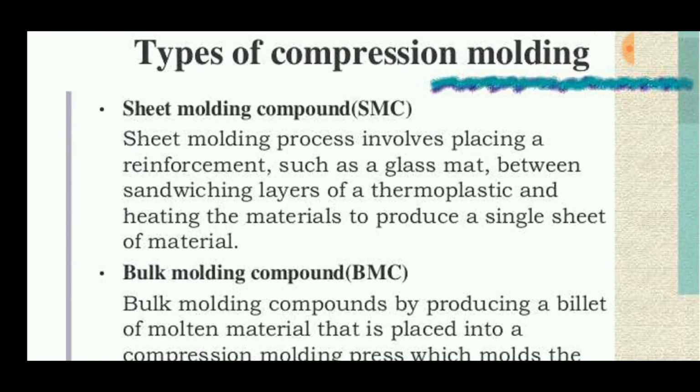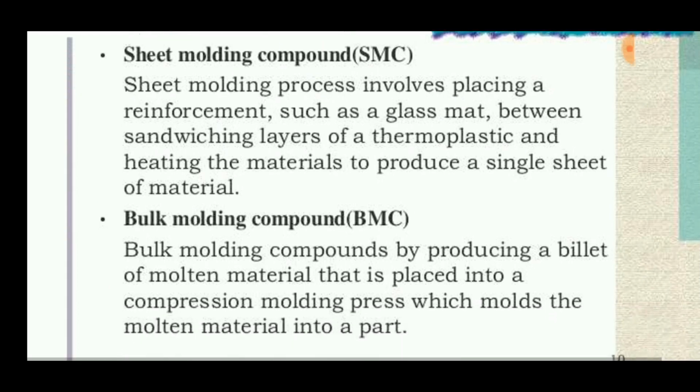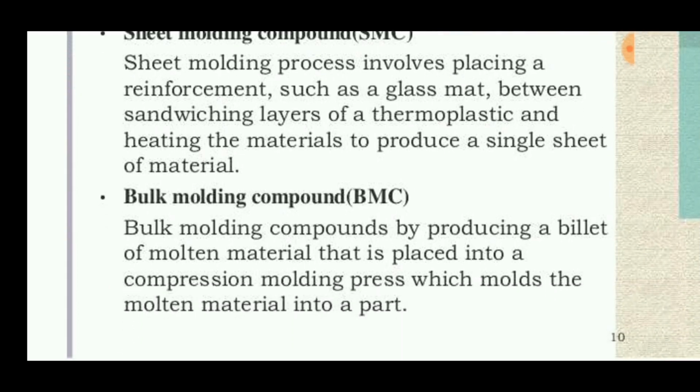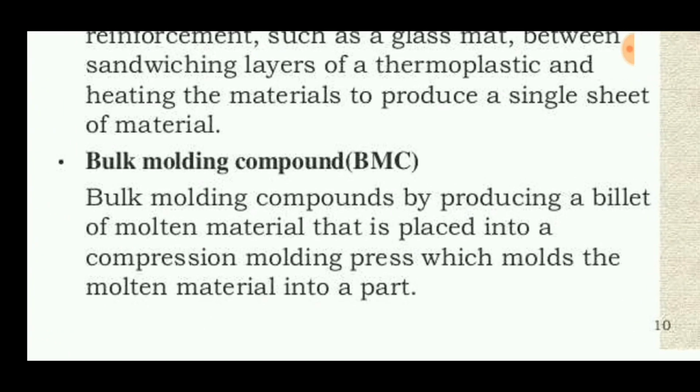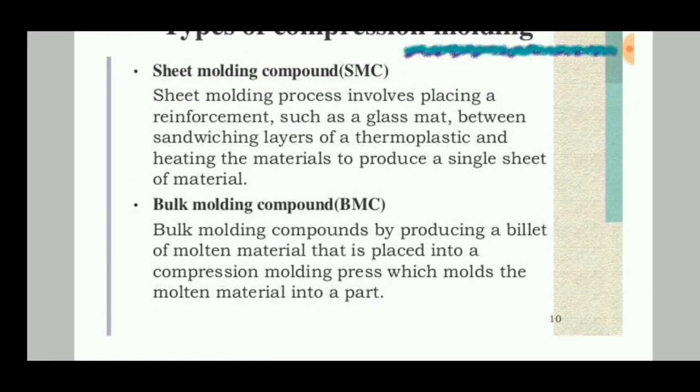It involves placing a reinforcement such as a glass mat between sandwiching layers of thermoplastic and heating the materials to produce a single sheet of material, whereas bulk molding components are produced from a billet of molten material that is placed onto a compression molding press, which molds the molten material into a part.